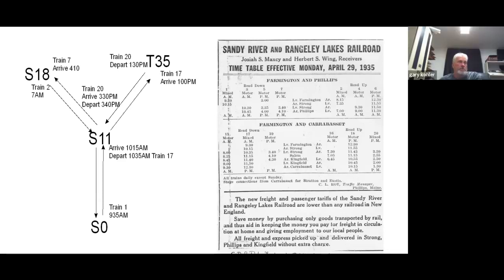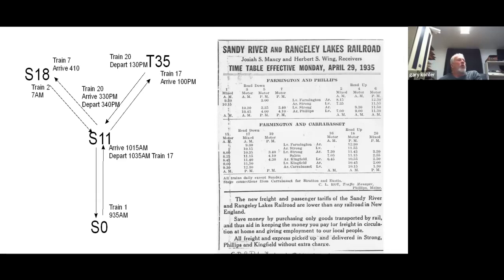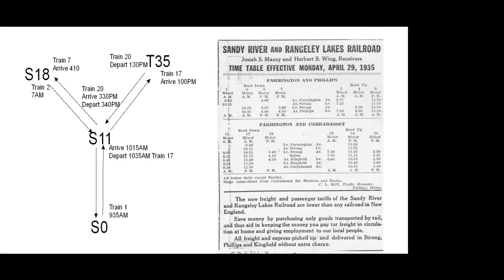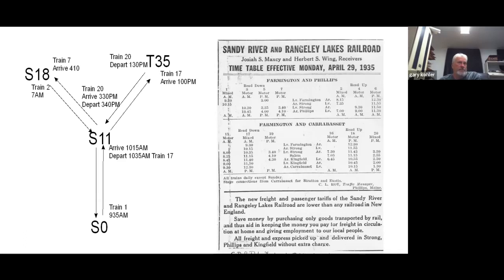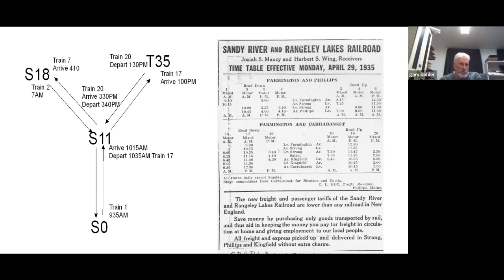Train one leaves Farmington at 9:35 in the morning. Slow down there, Hoss. I thought you were saying it was just odd numbers are north, even numbers are south. They're not necessarily in order that they were operated or anything. Train numbers don't have any meaning that way. You said it was the same train. You mean the same train set or just a mixed train? I said the same consist. It was only one mix scheduled per day.